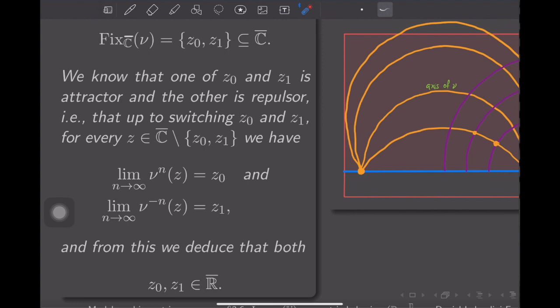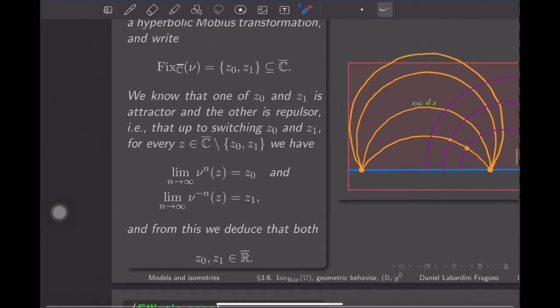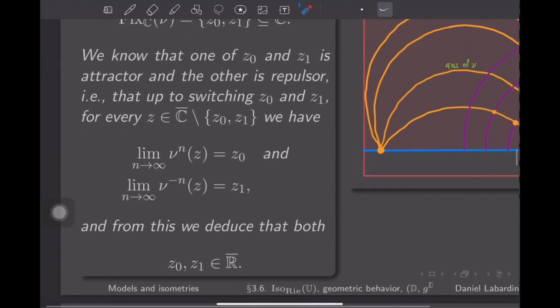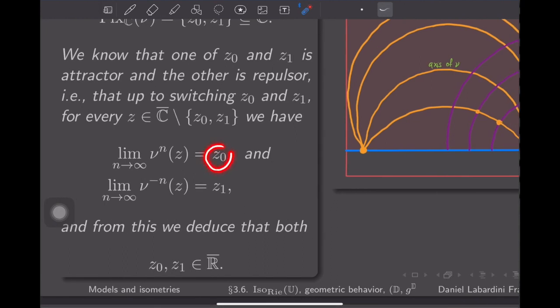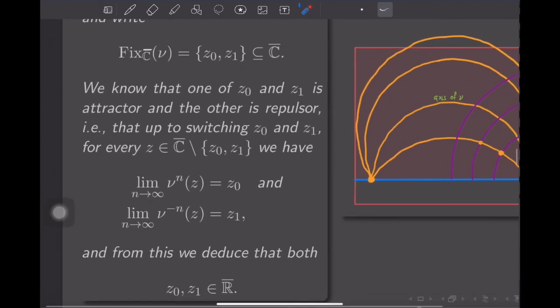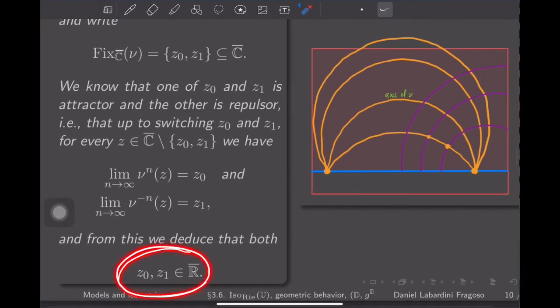Okay, and then mapping back to now our situation, one of them has to be attractor and the other one is repulsor. Say that Z0 is attractor and Z1 is repulsor, up to exchanging them, kind of up to changing the ordering, let's say Z0 and Z1. Okay, and then an analysis similar to the analysis that allowed us to deduce that Z0 was in R bar, a very similar analysis allows us to deduce that both of them in this case are in R bar.